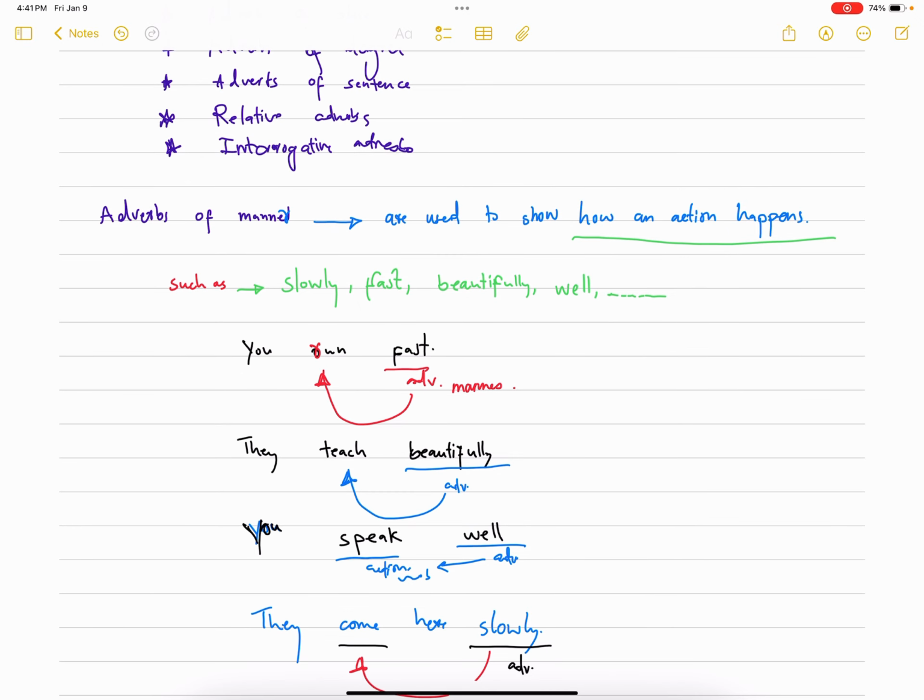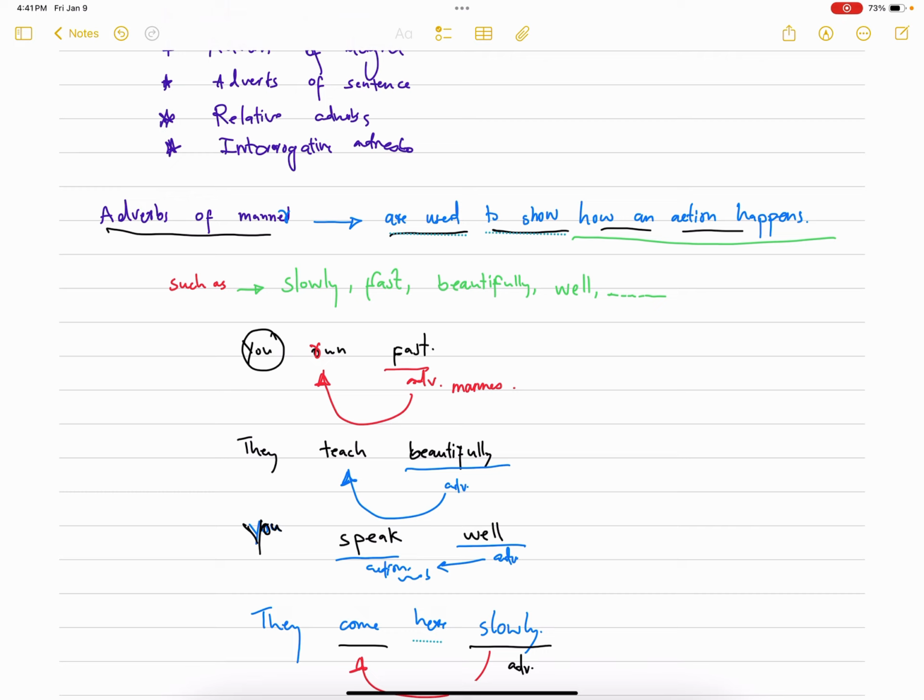Adverbs of manner are used to show how an action happens. You, for example, run fast. You run. How do you run? Fast. Fast is an adverb. This adverb shows how an action happens. Which kind of adverb? Adverb of manner. The next one, they teach beautifully. Beautifully is an adverb of manner.